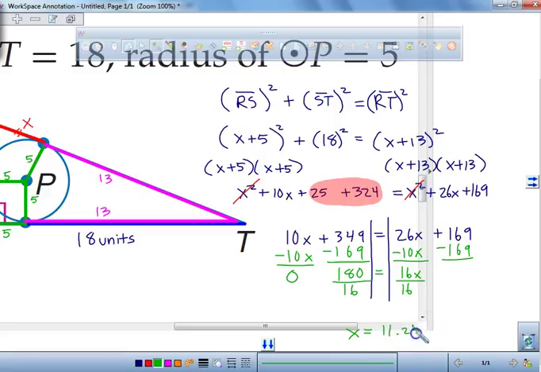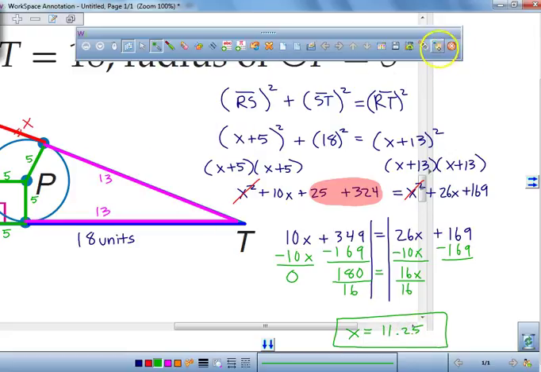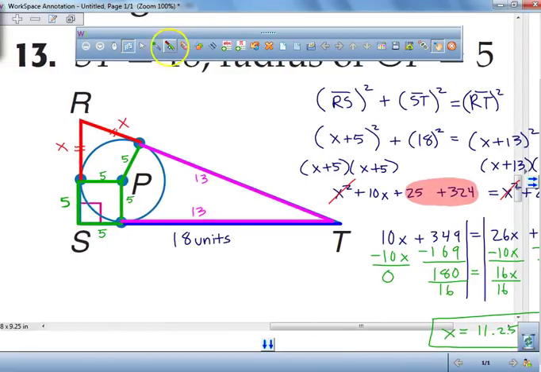11.25. So right there, you never, ever round until the very end. That's when you round. You don't round at the beginning, you round at the end. So we got to take this answer, and what do we need to do? Plug it in everywhere we see an x.